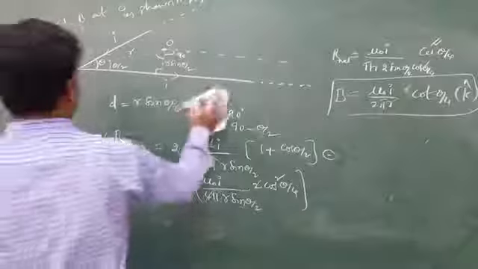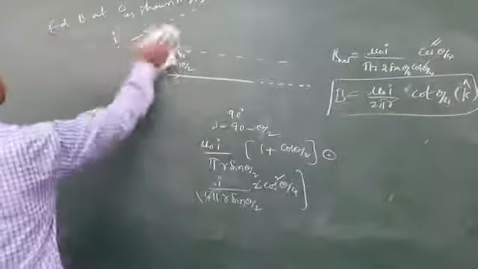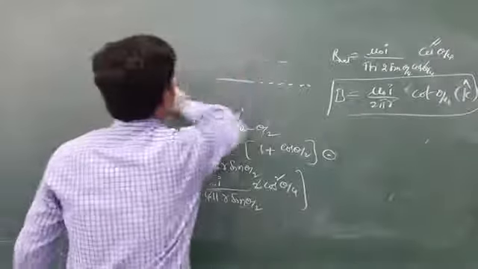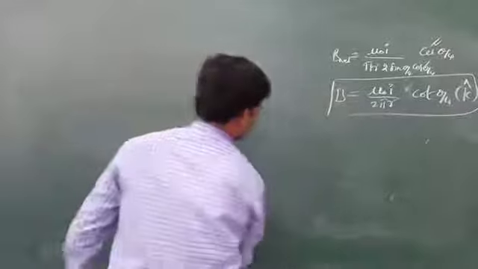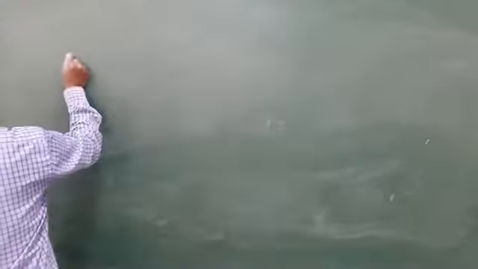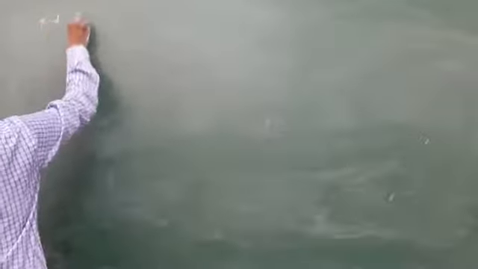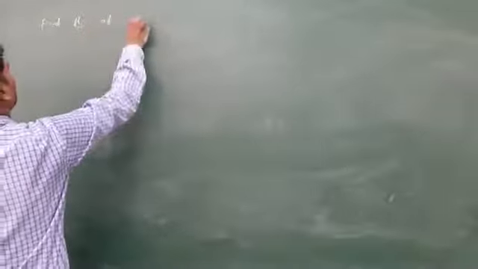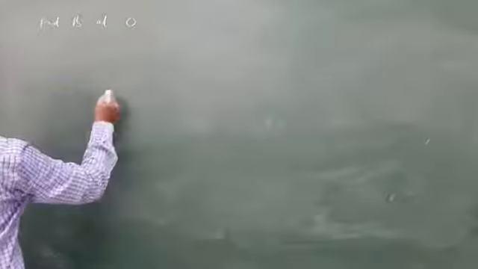See the next one. Again, let me draw one more diagram. See the given one. Again, the question pattern is the same. Find the field at O. They have given the diagram like this.